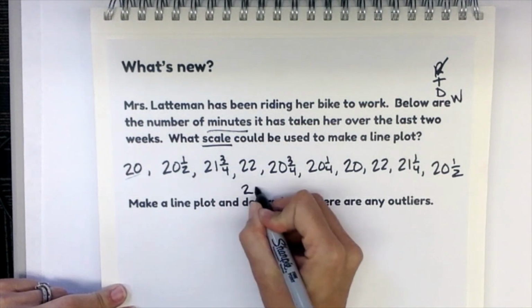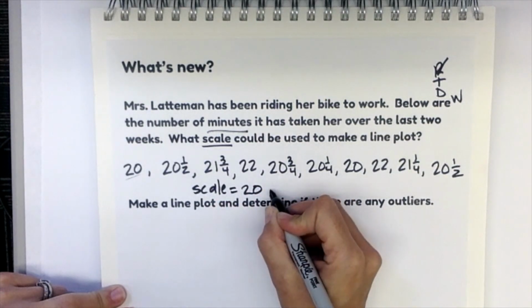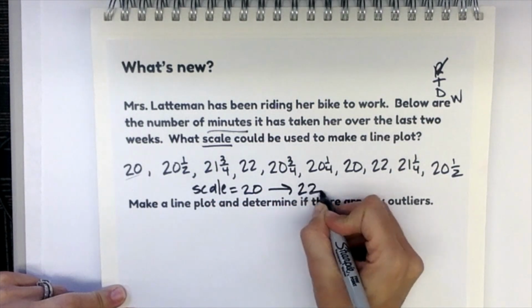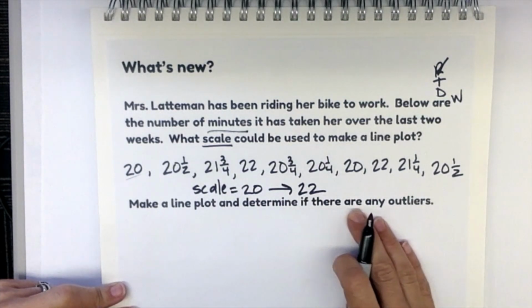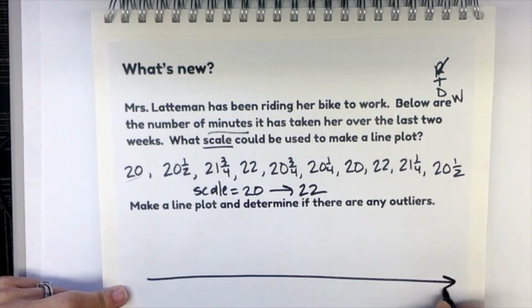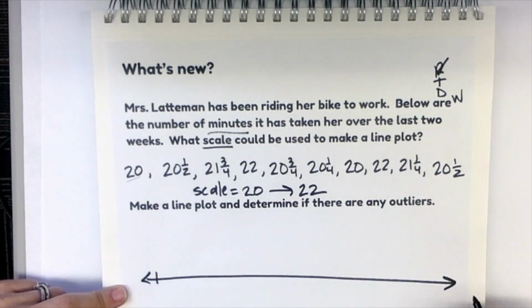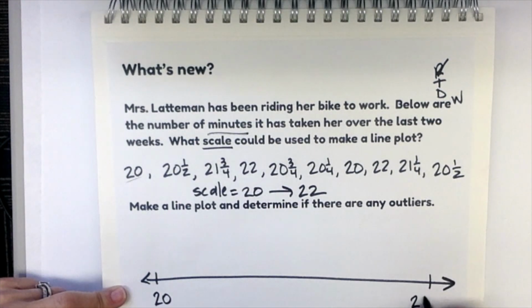So let's do our scale. Scale equals 20 to 22. And let's read this one. Make a line plot and determine if there are any outliers. Okay, so we know our scale. So we got 20 and 22.